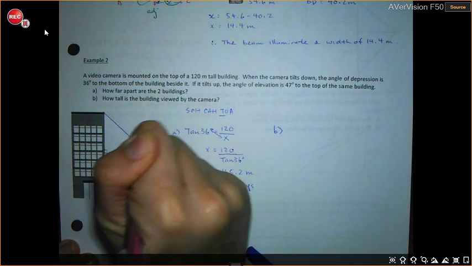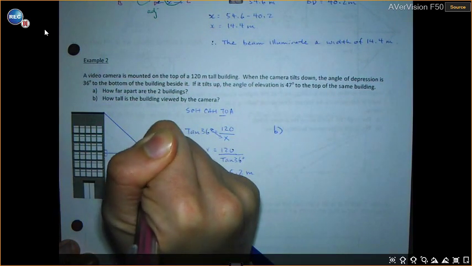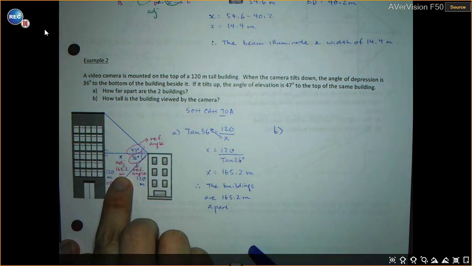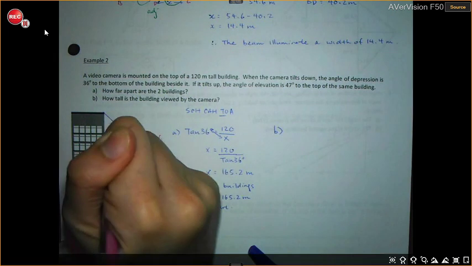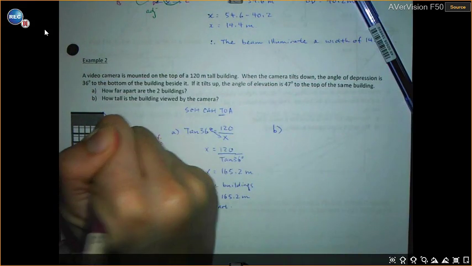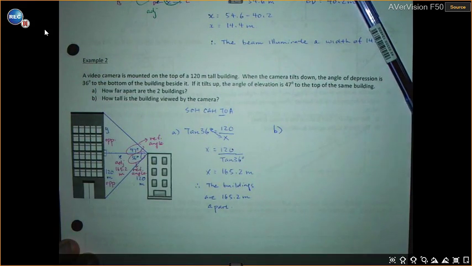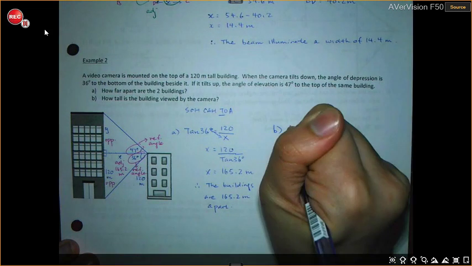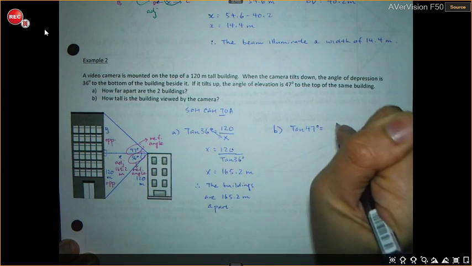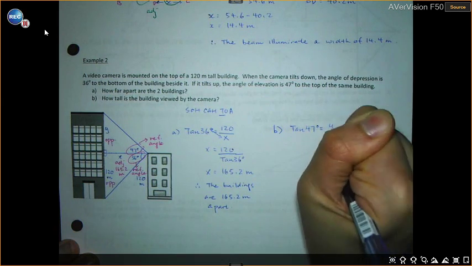So this time, this is the reference angle. We have the adjacent side, 165.2 meters. We're finding, we label this as y, and that will be the opposite side with respect to the reference angle. So again, we're going to use the tangent ratio. So tan of 47 degrees. This time we're finding the opposite side.